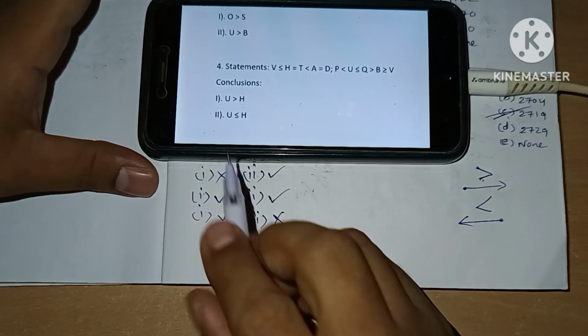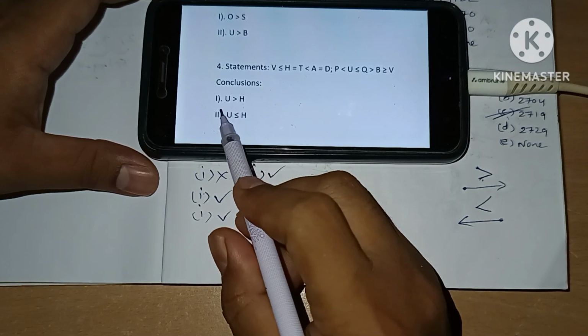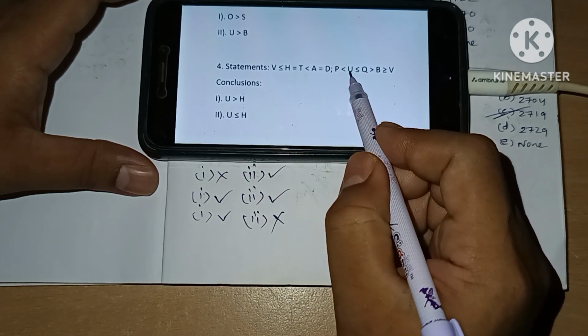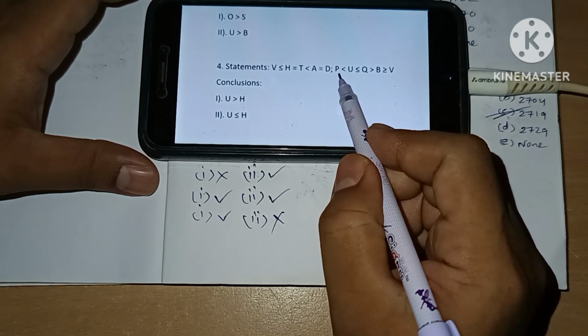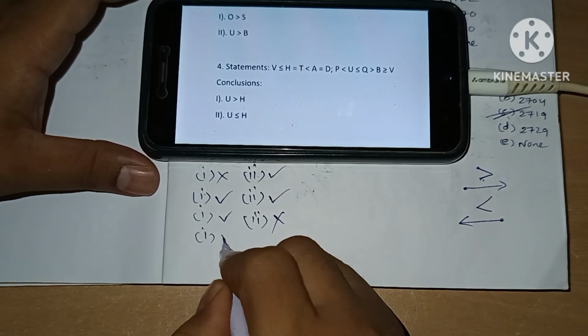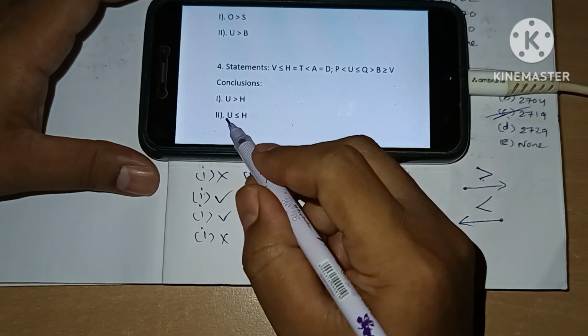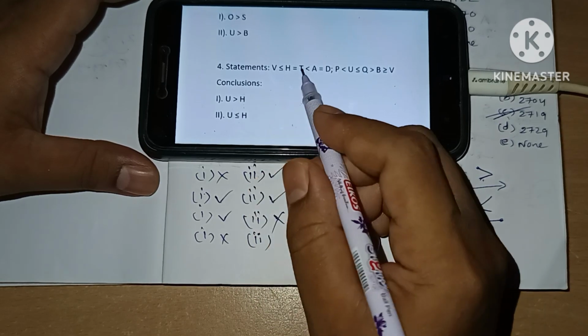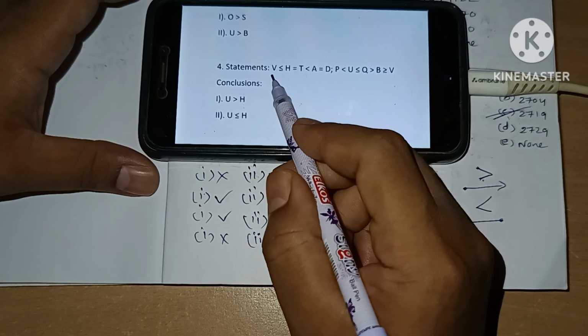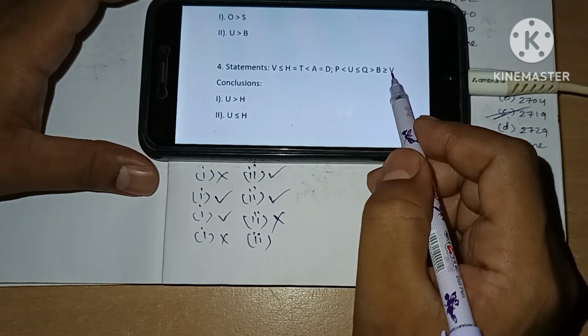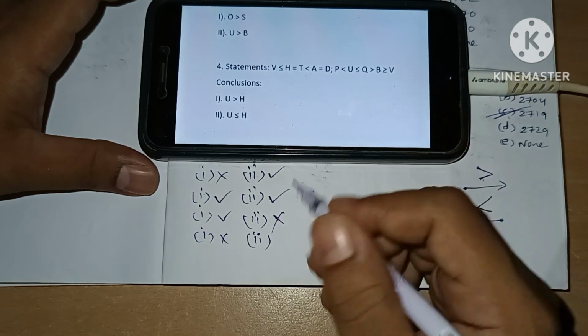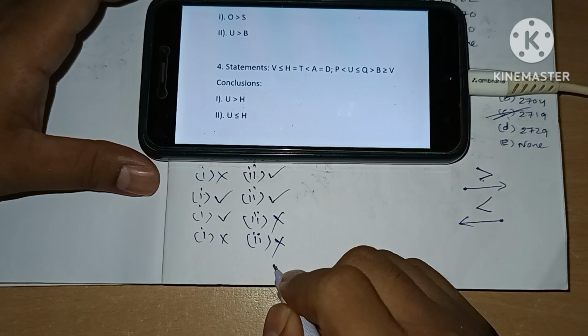Fourth question, the flow from U to H. Here from U we can reach to P but none of the other is possible. So first conclusion will be false. Second conclusion, the flow from H to U with everywhere equals to. From H we can reach to V. From V we cannot reach U. So this conclusion is also false.